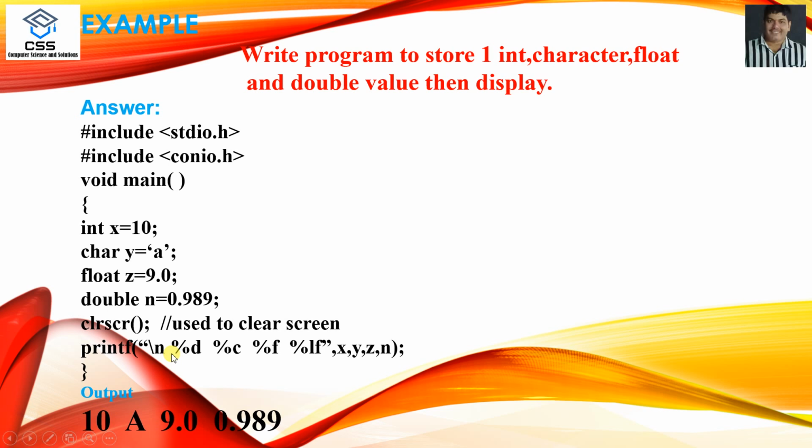In whichever sequence you have given the format strings, in that sequence you have to place the variables, otherwise the compiler will generate an error. Suppose %d is for x, but if you write y as the first variable, then the compiler will generate an error and incorrect output will come. Hence, the format string and the list of variables are verified, and if you run the program in the similar way as we discussed in the previous class, the output will be 10, A, 9.0, 0.989 respectively.